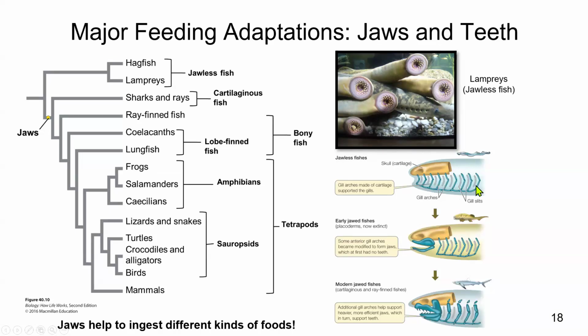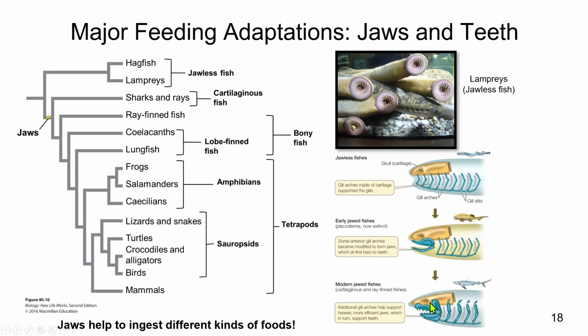And so this is a fish. Here's its skull, or a lamprey sort of looking ancestor, and it has this cartilage all along the gills. And you can see its gills right here. There's cartilage that holds this up. And eventually, over time, that cartilage towards the front of the mouth became modified to form jaws that at first had no teeth, and then eventually teeth developed in there.